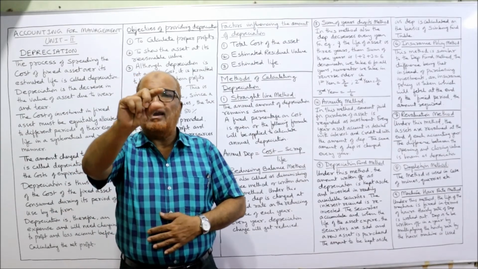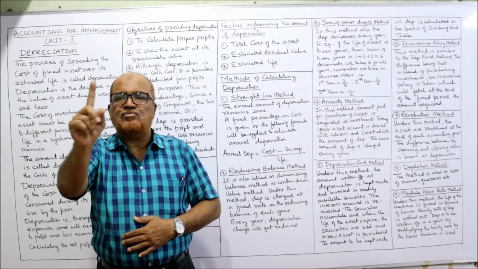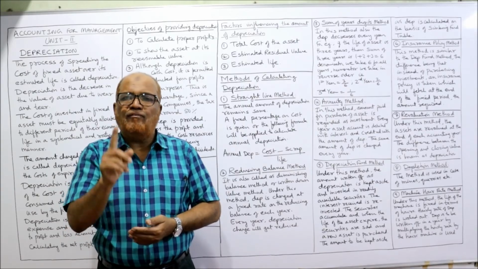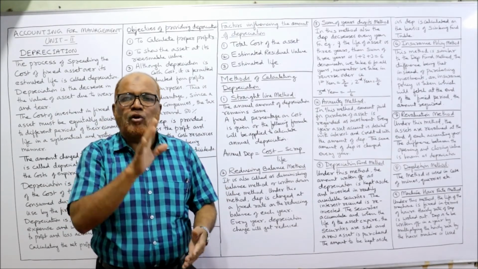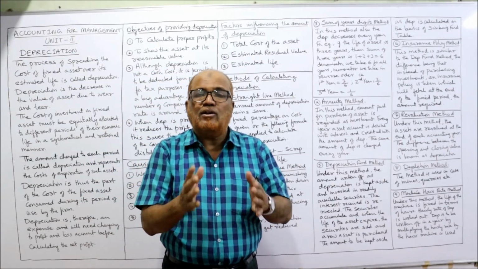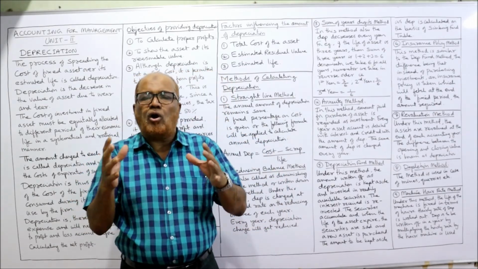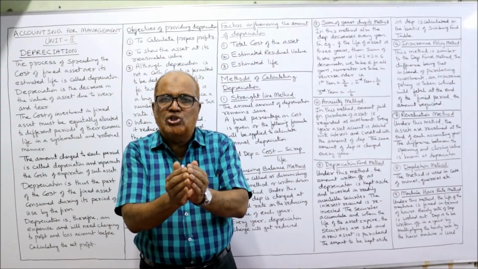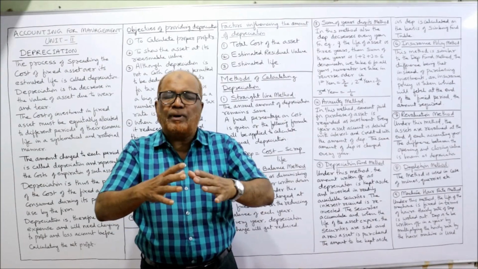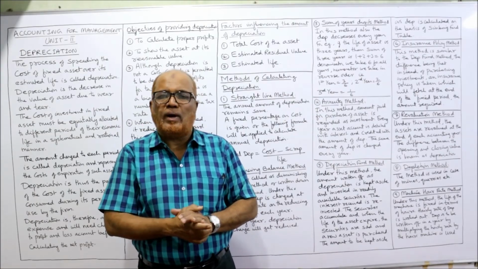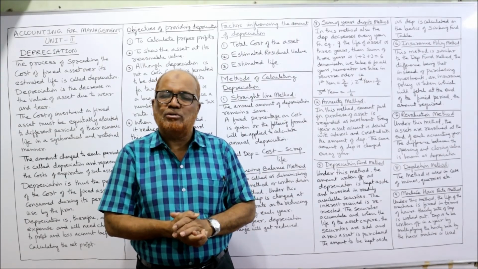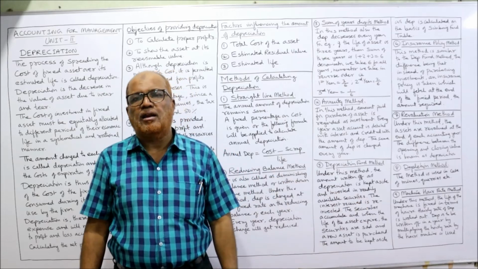Now we divide 1 lakh rupees cost divided by 1 lakh hours, 1 rupee. For every 1 hour of usage of the machine, 1 rupee is the depreciation. This is the rate of depreciation. Now we find out how many hours the machine was used during a particular year. Example, during a particular year 10,000 hours the machine was used. So 10,000 into 1 is 10,000 rupees depreciation. This is called machine hour rate method.